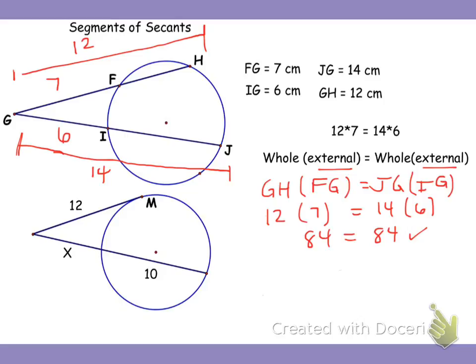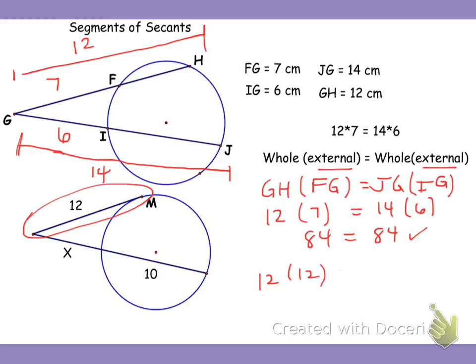Okay, let's look at our last example. It's a little bit trickier. On our last example, we have a secant and a tangent. Notice here, though, what am I going to do when I multiply this side? Well, the external part's easy. That's 12. What's the whole? Well, the whole is also 12, right?